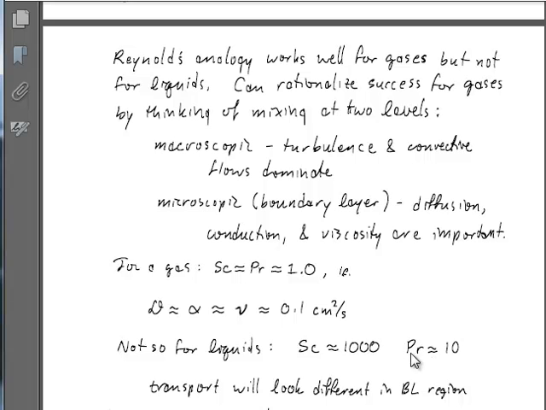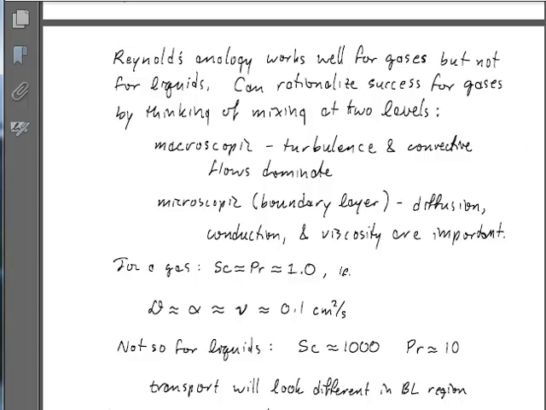So in the liquid phase, the Schmidt number, which is related to the mass transfer rate, is on the order of 1,000, and the Prandtl number is usually on the order of something like 10. But the key thing is that the Prandtl number and the Schmidt number do not have to be the same in the liquid phase, and therefore this Reynolds analogy really doesn't work so well in the liquid phase.